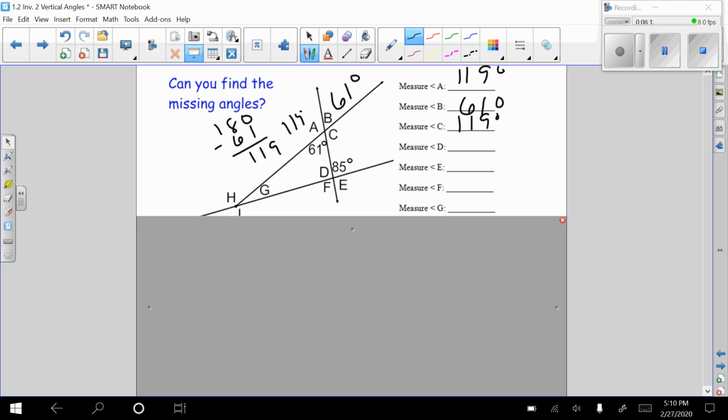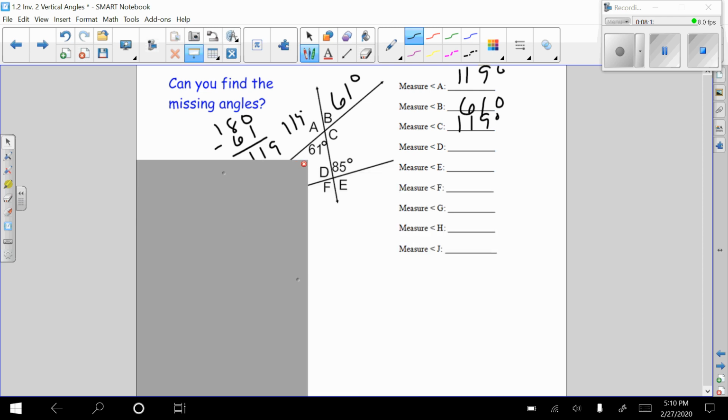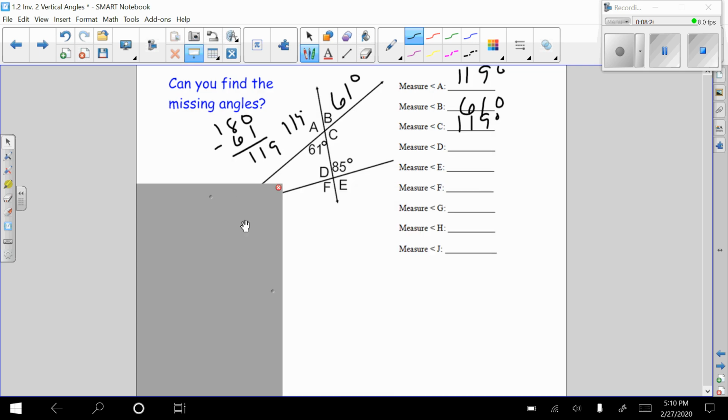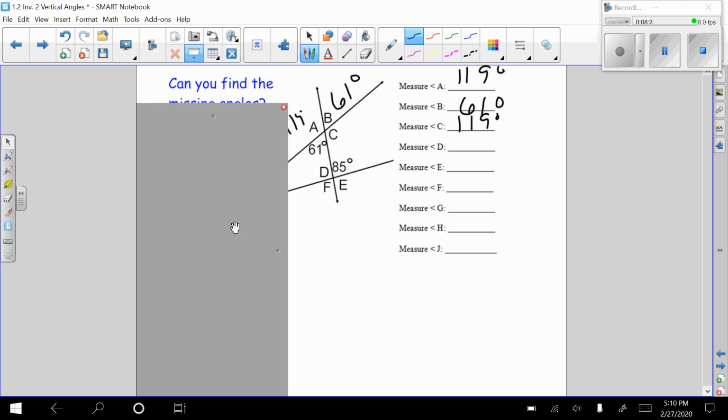Let's go down towards the bottom. Again, we have those four sections again. 85, whoops, excuse me. Let's get that back over here. 85 is vertical to what angle? It is F, so F must be 85 degrees. If F is 85 degrees, I can use F and E, they make a line. What does that give me? Well, 180 minus 85 gives me how much? 95. So that means E is 95 degrees. And E and D are vertical angles, so that means D is 95 degrees.